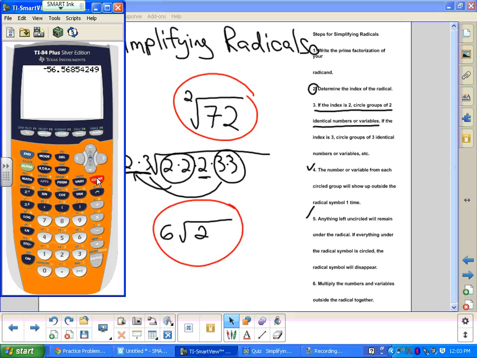Square root of 72, second, x squared, 72 equals 8.48 or so. 6 times the square root of 2 will also give me 8.48. So that's how I know that they are correct answers.